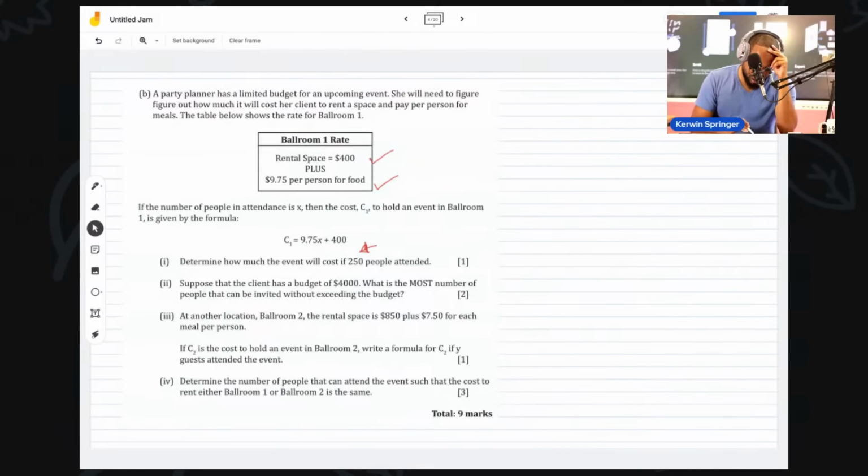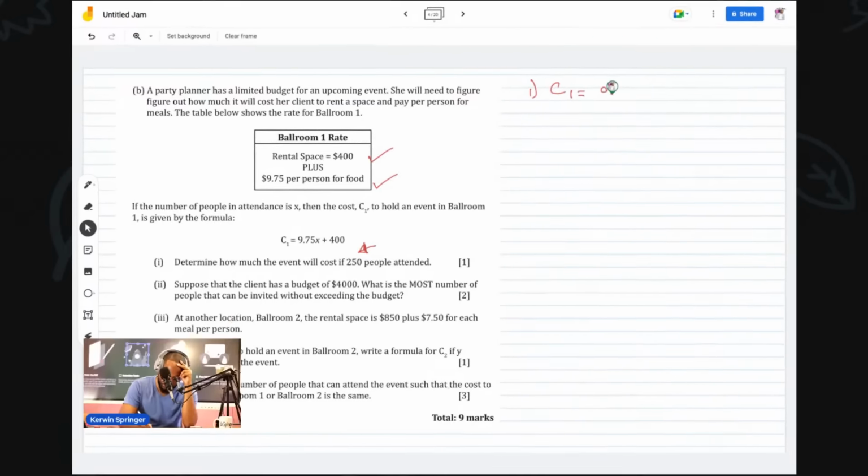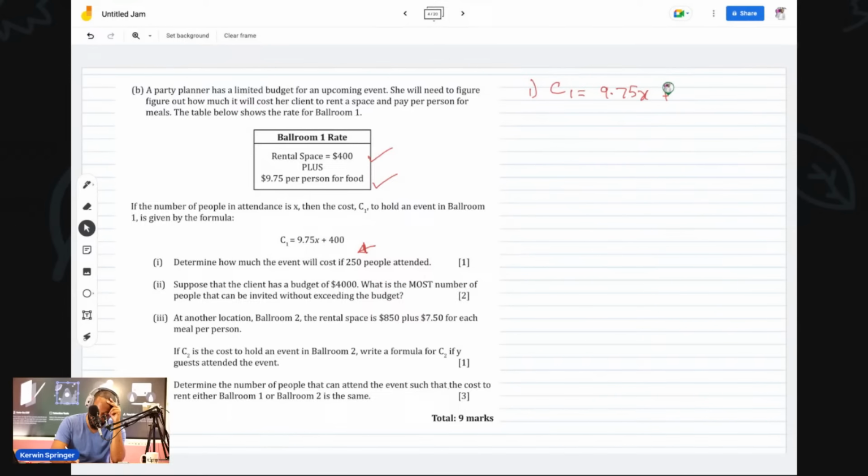Suppose the client has a budget of 4,000. What is the most number of people that can be invited? Number 1, determine how much the event will cost if 250 people attend. So for part 1, C1 is equal to 9.75x plus 400. So if x is equal to 250 persons, then C1 would be 9.75 by 250.